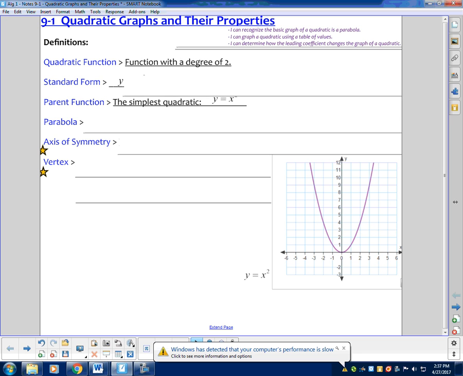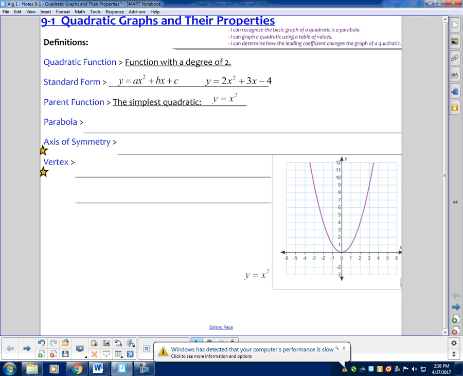Okay, next term, a lot of terms here, is a parent function. A parent function is the simplest quadratic. The kids become a little more complicated, but the parent function is a simple quadratic. The parent function for all of the quadratics we're going to be focusing on graphing is y equals x squared. It has no x attached, no constant, no number. Did you get that down?